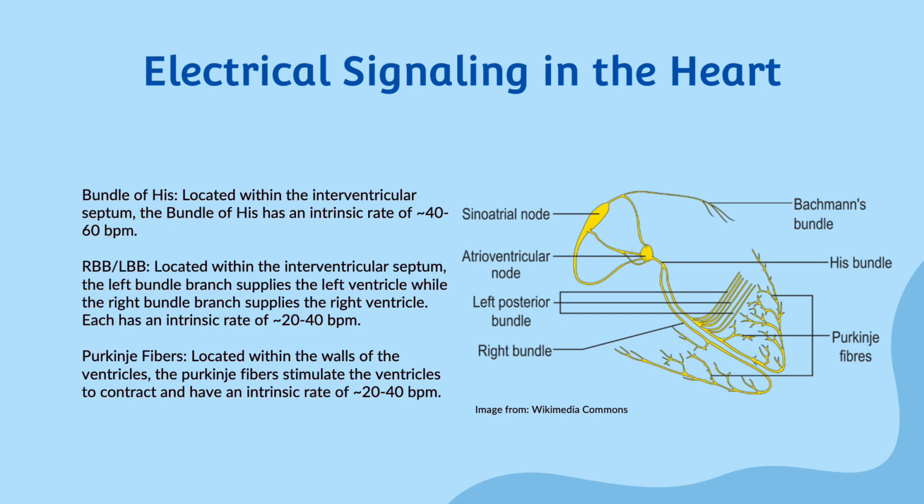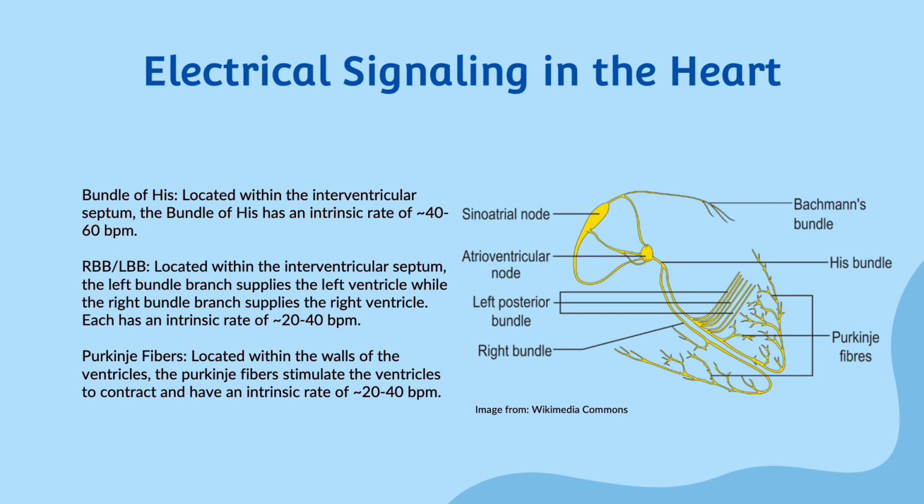The bundle of His is a bundle of specialized fibers that run through the interventricular septum, which is the wall that separates the right and left ventricles. It receives the electrical impulse from the AV node and conducts it to the left and right bundle branches.